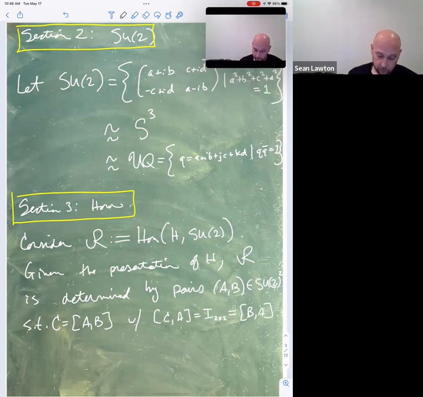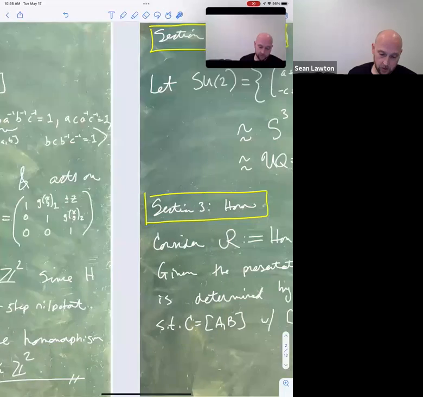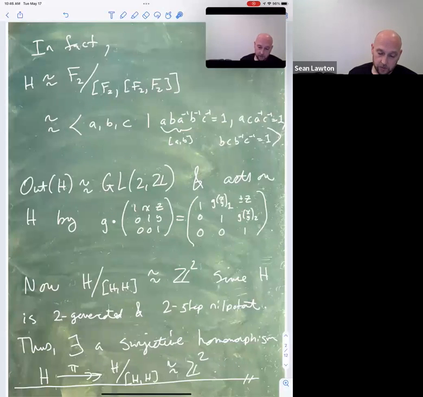Okay, so let's just remind ourselves of that. So this relation here demands that C is the commutator of A and B. So if I have two matrices, if I want to determine a homomorphism, I just need to know where the generators of H go. H has, with respect to this presentation, 3 generators, A, B, and C. So if I associate the first one to a matrix in SU2, and the second one, this relation tells me that C is completely determined. It's determined as the commutator of A and B.